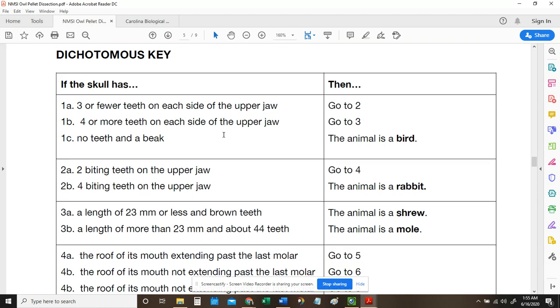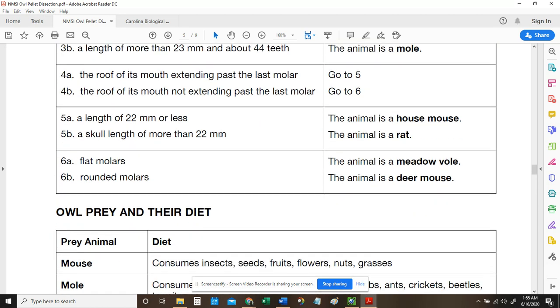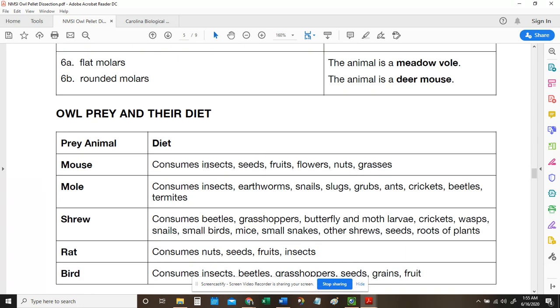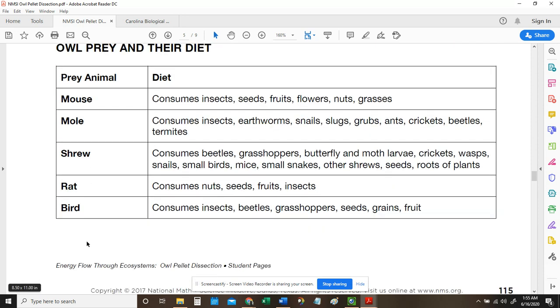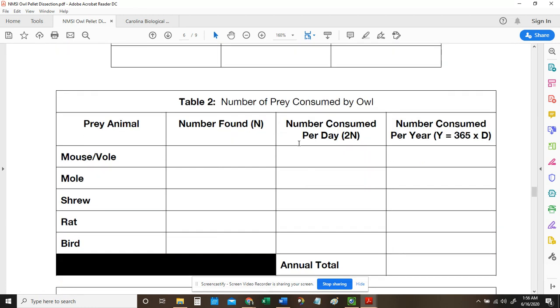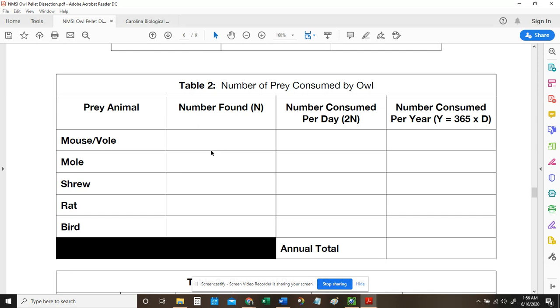Like I mentioned, I am not too much of a stickler on that, and it's not something they'll need for their AP exam. Okay, and so they can then figure out whether it's a mouse, a mole, a shrew, a rat, or a bird, and then fill out the table. So they need to measure the pellet length, the width, and the pellet mass. Okay, and then they need to figure out the numbers. So this one is just going to be a table of numbers.